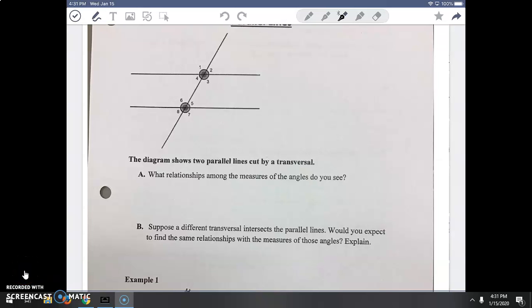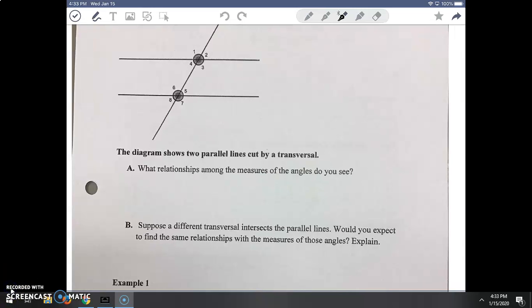Okay, so the first thing I want you to do is to answer these two questions on your own. Write something down, see what you get. Pause this, write it down, try to answer these questions, and then come back, push play, and then we'll talk about these two questions.